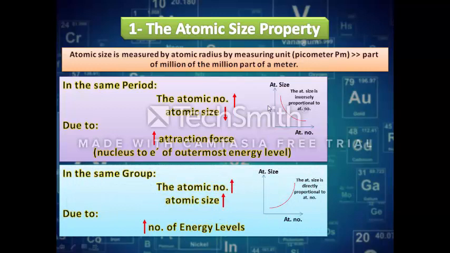In groups, by increasing the atomic number from up to down, the atomic size increases due to the increase of the number of energy levels occupied by electrons. The atomic size for the elements of the same group is directly proportional to the atomic number.